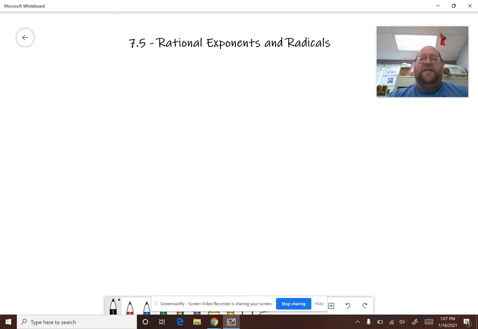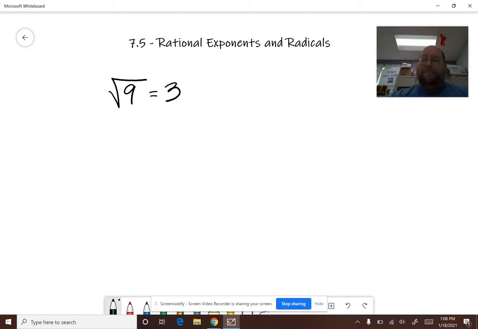So, there is a distinct relationship between rational exponents and radicals that we want to look at. Let's start with the square root of 9. When we say that, we're asking what number times itself will equal 9. We know by now that the square root of 9 would in fact be 3, because 3 times 3, or 3 squared, will give us an answer of 9.